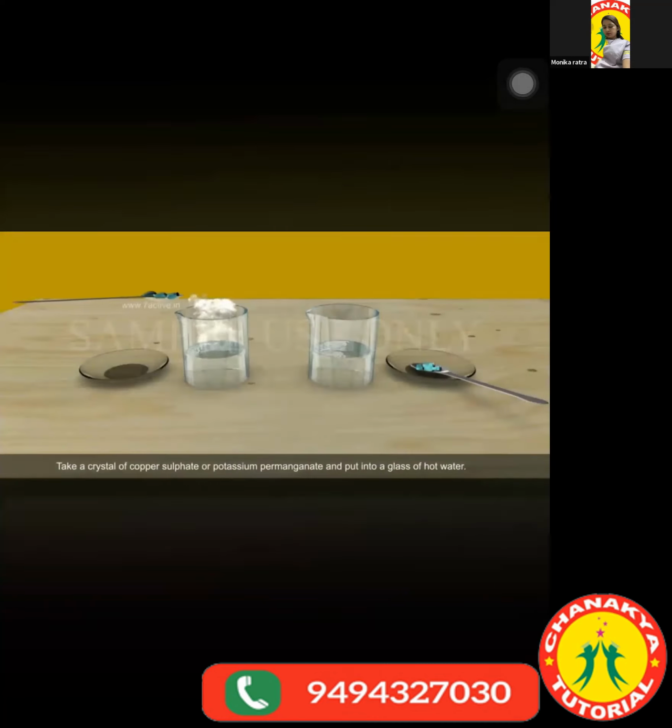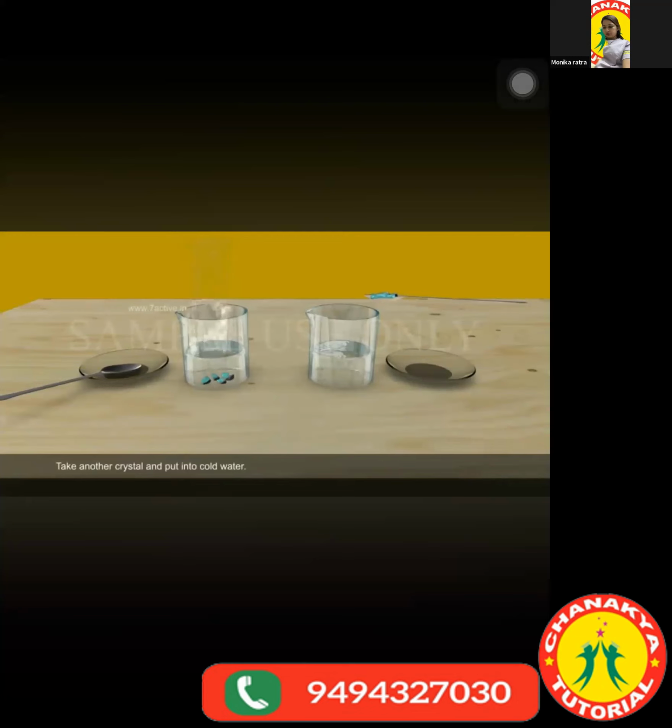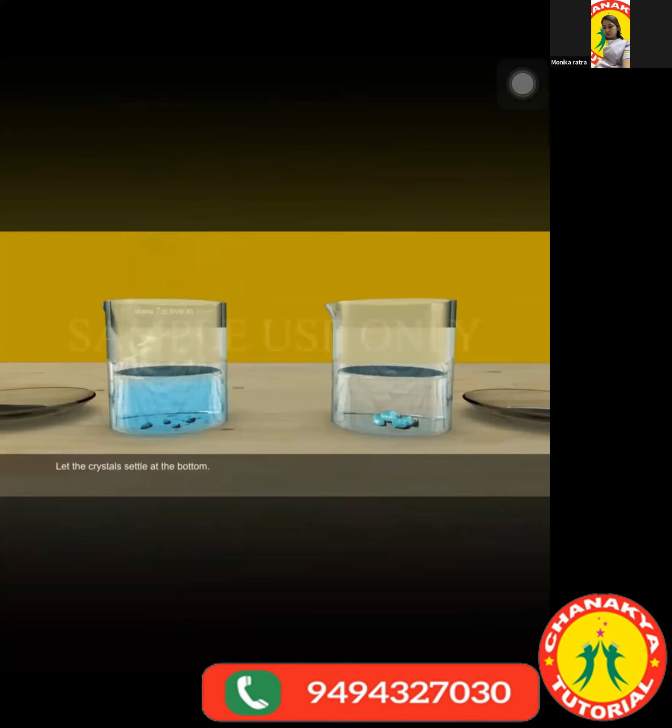Activity 3. Take a crystal of copper sulfate or potassium permanganate and put it into a glass of hot water. Take another crystal and put it into cold water. Do not stir the solution. Let the crystal settle at the bottom. Now can you observe any change in the crystal in the glass? Yes, the rate of mixing of the crystal into water differs from one glass to another.